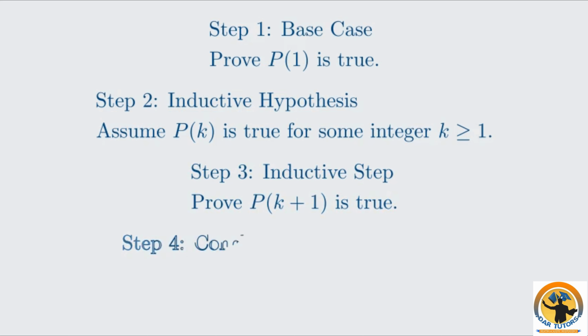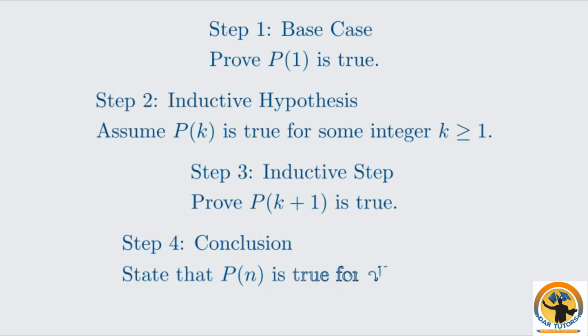Finally, we write a conclusion. We state that because the base case is true and the inductive step holds, the proposition is true for all natural numbers n. This structure is crucial. Following it precisely ensures your proof is logically sound and will earn you full marks in an IB assessment. Let's begin with our first type of problem, proving formulas for series.